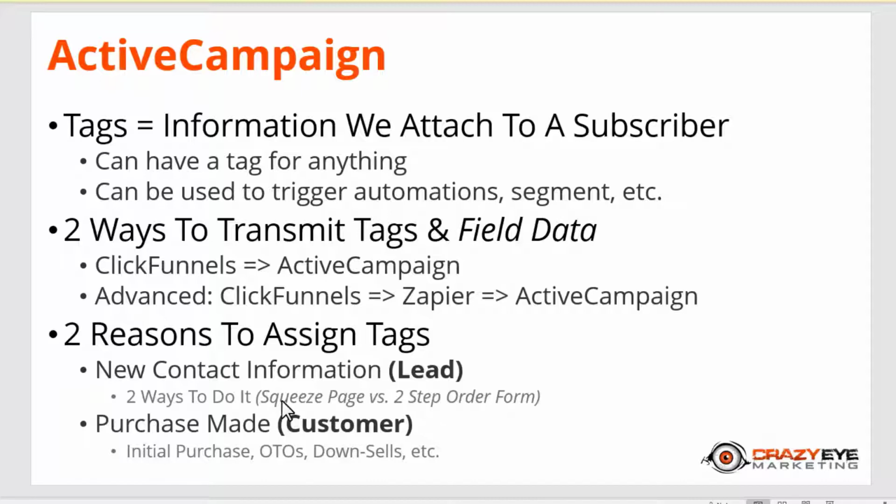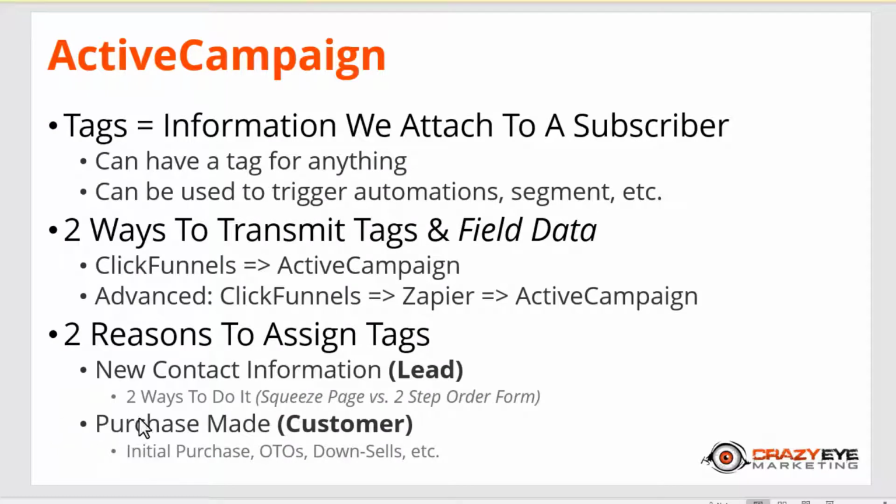So on a squeeze page, somebody opts in for a lead magnet of some sort, and you capture their contact information. So you want to send that information into ActiveCampaign, so you could send them an email and all that other stuff. You can also capture their lead information on a two-step order form, and you can use this for cart abandonment. That's what I usually use it for. So you capture their information after step 1, and then hopefully they go to step 2 and they buy the product. But if they only go to step 1, you still capture their contact information. So we're going to cover both of these methods in this video here.